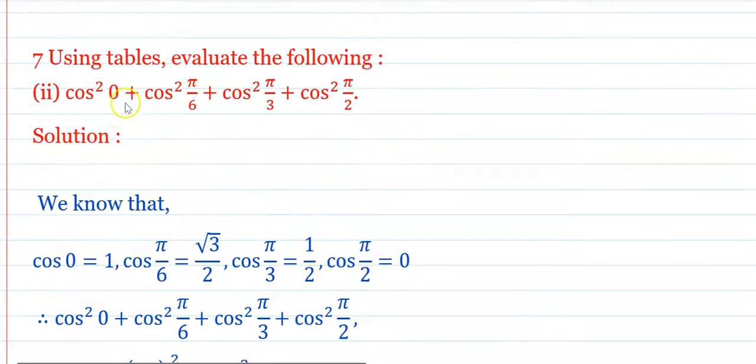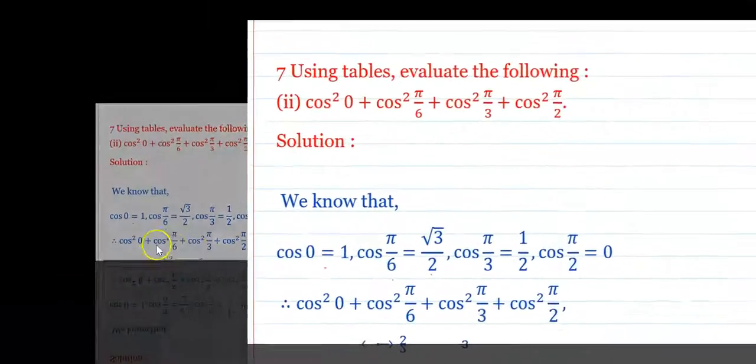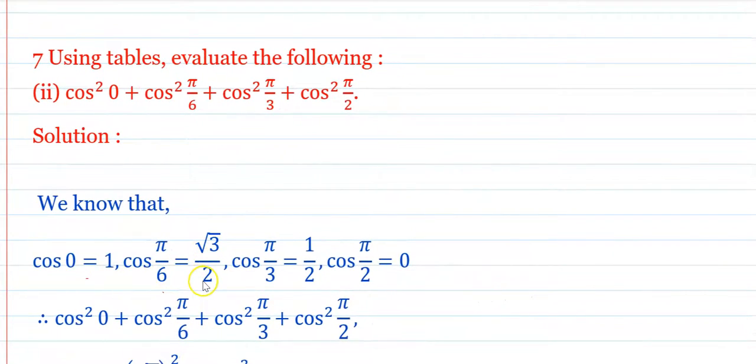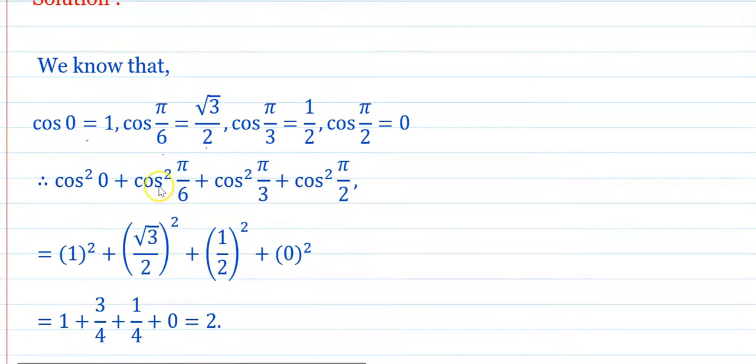Next, cos square 0 plus cos square pi by 6, cos square pi by 3, cos square pi by 2. Now we know the values. Cos 0 is 1, cos of pi by 6 is root 3 by 2, cos of pi by 3 is 1 upon 2, cos of pi by 2 is 0. Okay, substitute the value. Cos 0 value is 1, therefore it is 1 square.